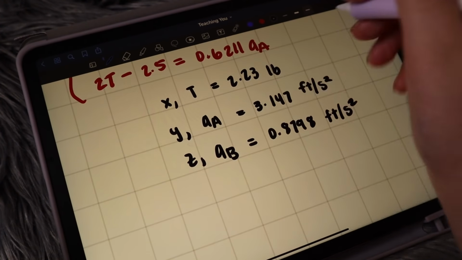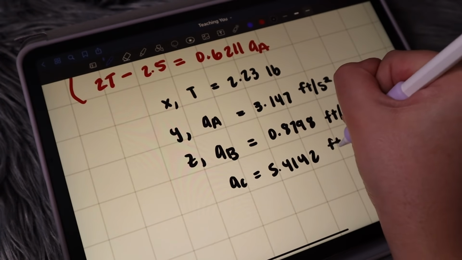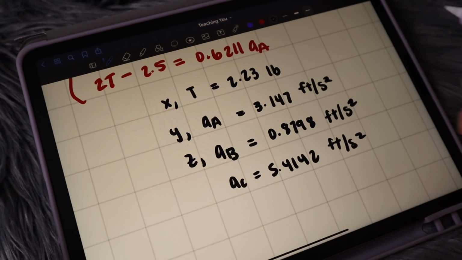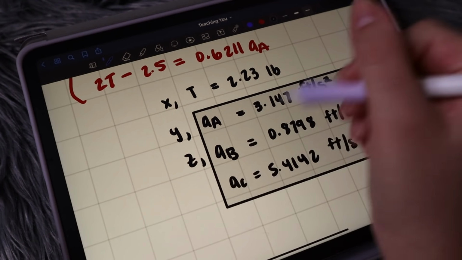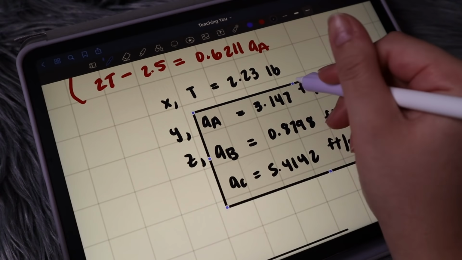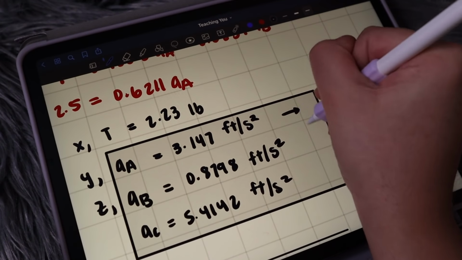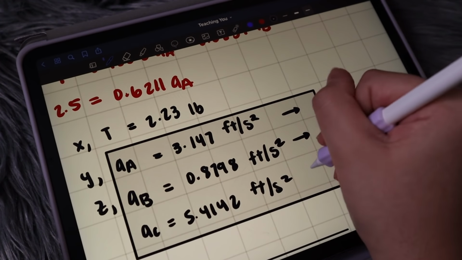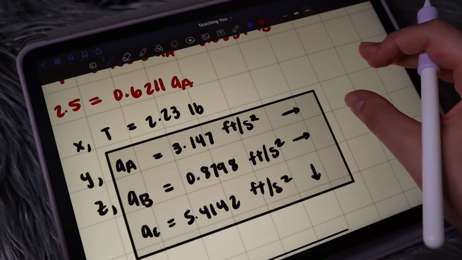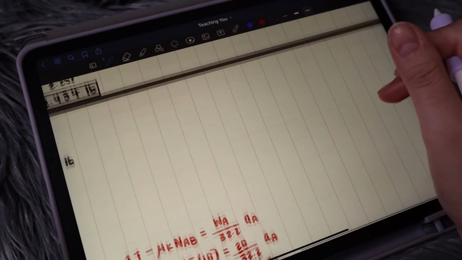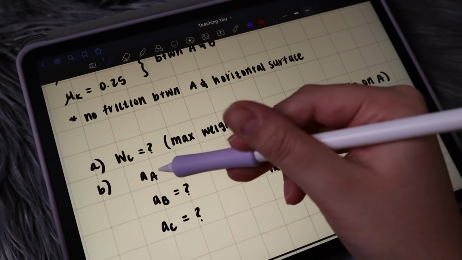Okay. So let's just write it next to the rest of them. AC equals 5.4142 feet per second squared. So we can go ahead and box these. We should also include the directions. So A and B are both moving to the right, and then C we said is going down. Okay. So I think that was pretty much it for part B. Yeah, so we just had to find those 3.